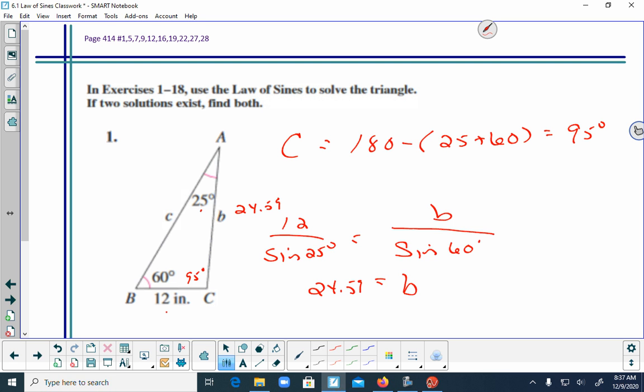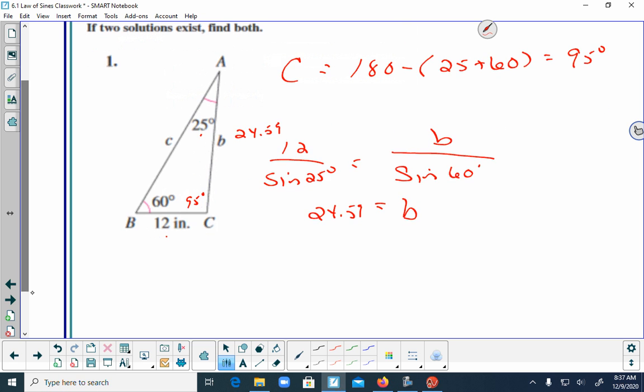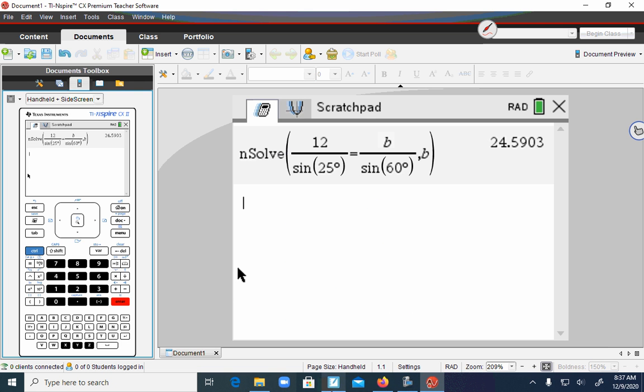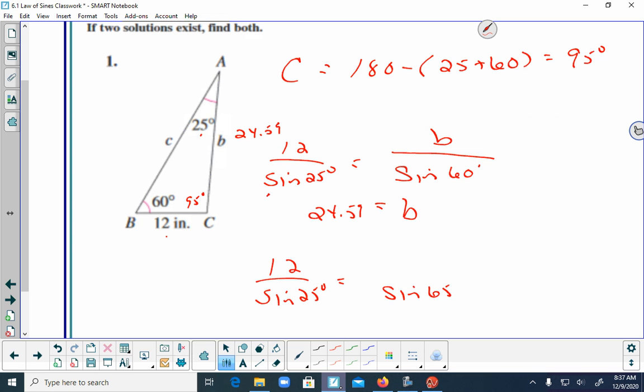And then I just want to show you a trick. To find side C, I'm going to go back to my calculator, but before I do that, I'm going to write my proportion. I'm still going to use the 12 over sine of 25 degrees. And now the angle is 95 degrees. And I'm going to do C here. And so I'm going to find out what C is.